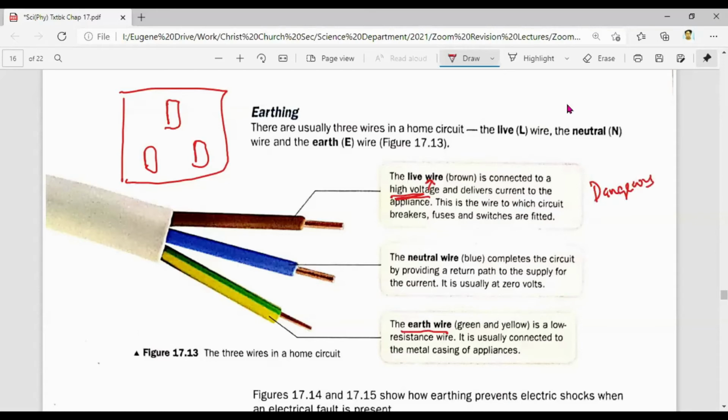The neutral wire is the one that is at 0 volts, so it provides a return path. So this one is quite a friendly one. I put it in inverted commas, friendly. But please don't use this word in the exam. The last one is the earth wire. The earth wire is a low resistance wire that's usually connected to the metal casing. I want you to circle usually connected to the metal casing. The earth wire is not connected to the live wire or the neutral wire. It's a separate wire that connects to the metal casing and then to the ground.